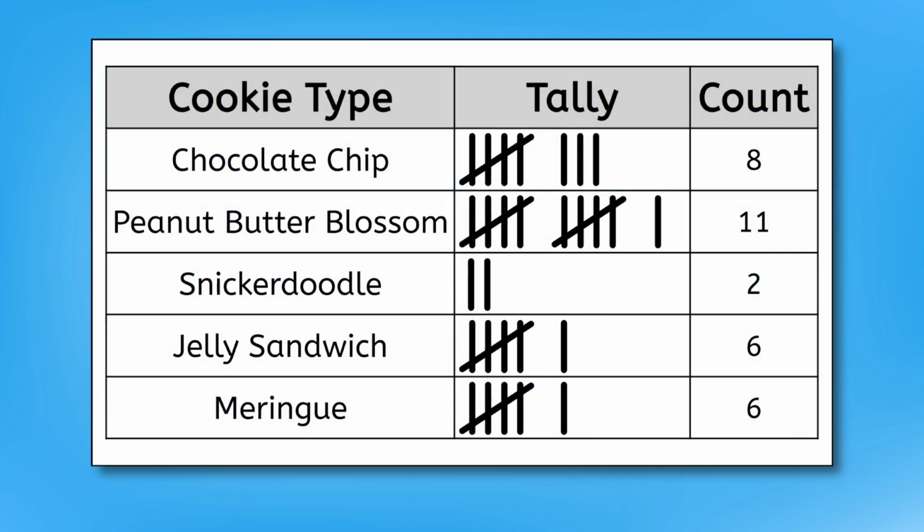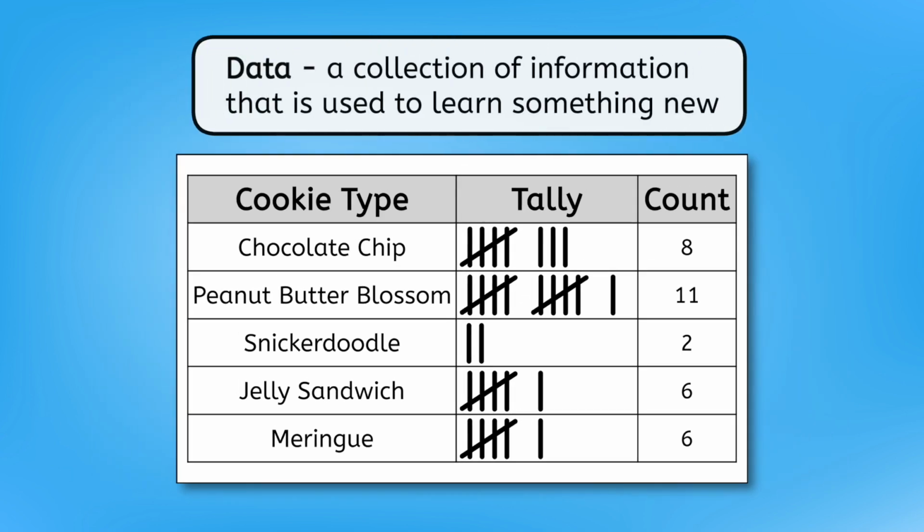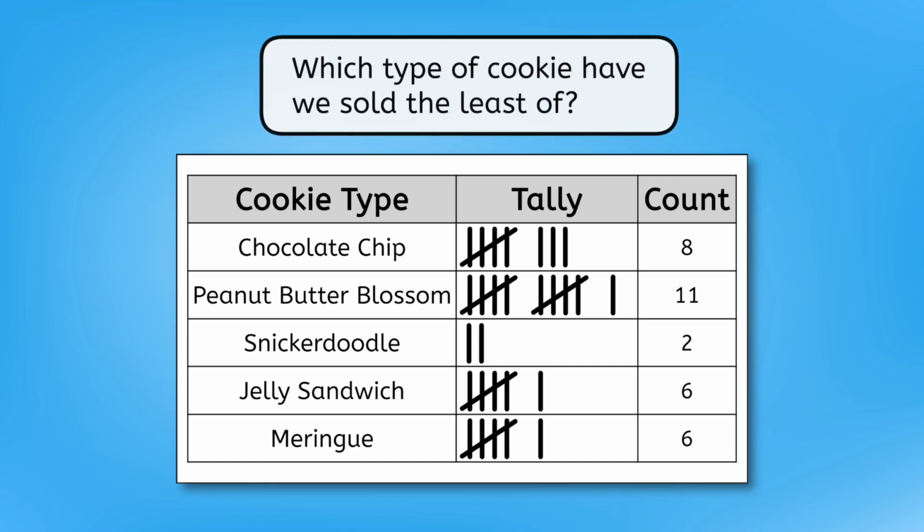This collection of data shows we've also sold 11 peanut butter blossoms, 2 snickerdoodles, and 6 jelly sandwich cookies. Data is a collection of information, like tallies, numbers, or measurements, that we use to learn something new. So what can we learn from this data? Quite a bit, actually. Which type of cookie have we sold the least of?